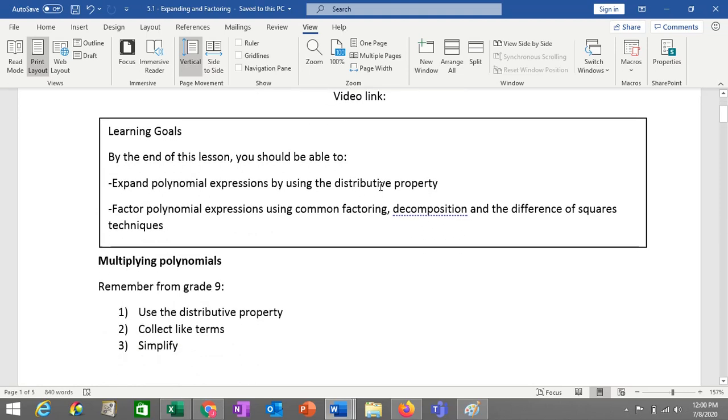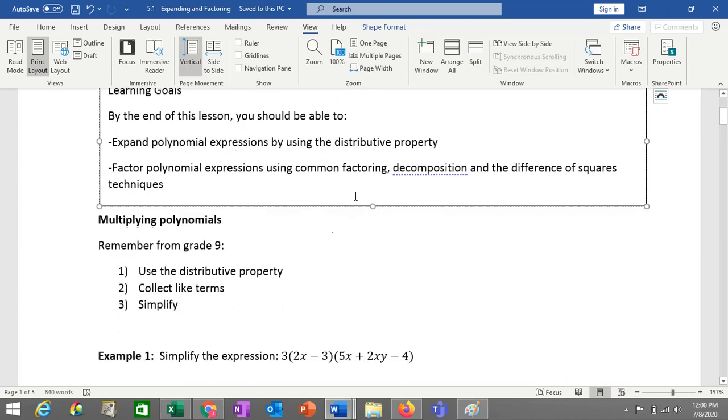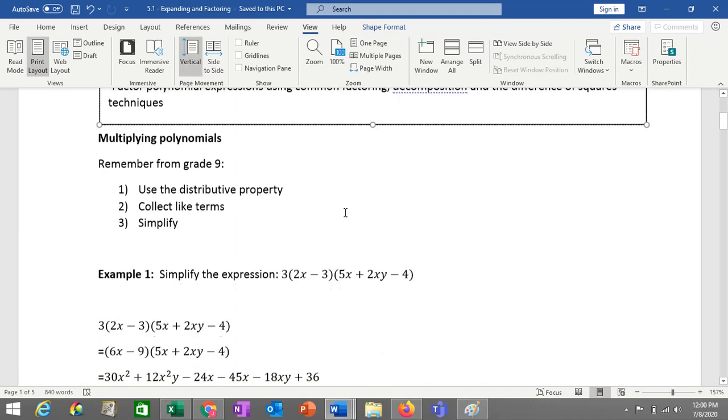Okay, that's long enough. So learning goals. By the end of this lesson, you should be able to expand polynomial expressions by using the distributive property. So a bit of review from grade 9. And then we're going to work on factoring. So this is your factoring lesson, and we're only going to focus on 3 factoring techniques: common factoring, decomposition, and difference of squares. We'll talk more about why we're only covering 3 techniques as we go further down.